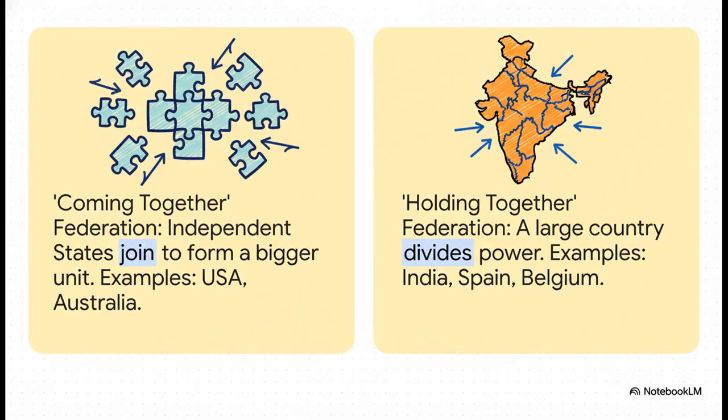You see, federations are formed in two ways. First, there's the coming together federation. This is when independent states come together to form a bigger unit, like in the USA or Australia. But then there's the holding together federation. This is where a large country, like India, decides to divide its power between the states and the central government. And India is a holding together federation. This is why our central government tends to be more powerful than the states.